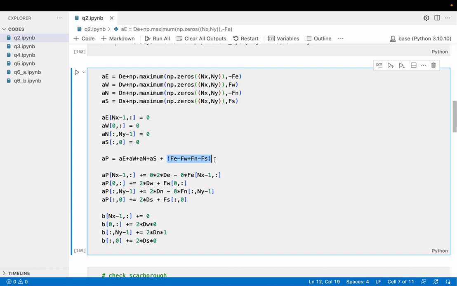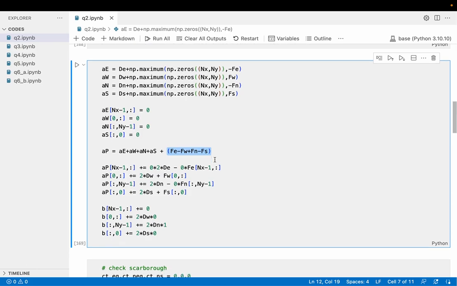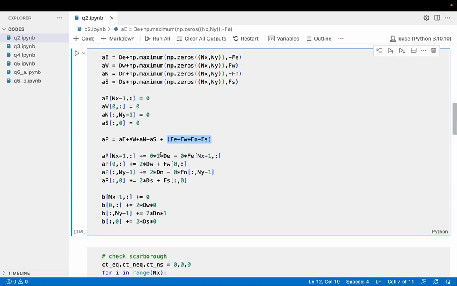So you have F_e minus F_w plus F_n minus F_s, which will ideally be 0 because we are dealing with incompressible flows. This is essentially the continuity equation; if you discretize your continuity equation, this is the term you will be left with. However, we will just follow the notation we are using. So now we will do the boundaries.